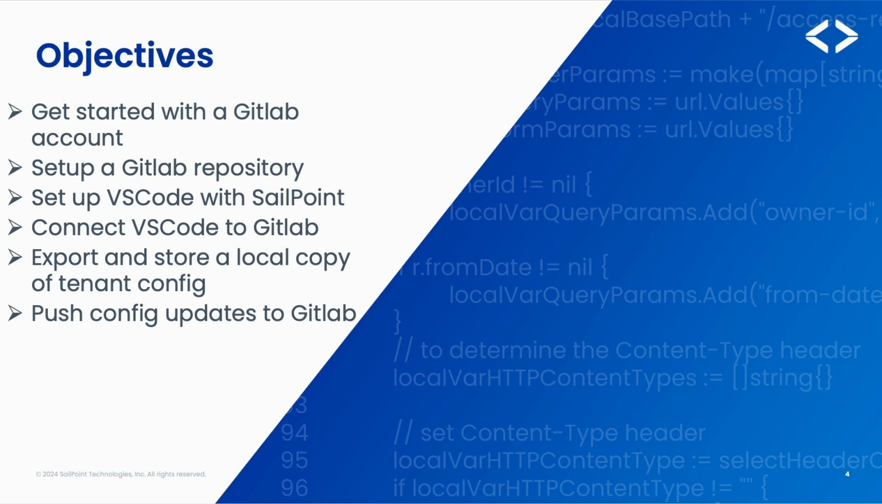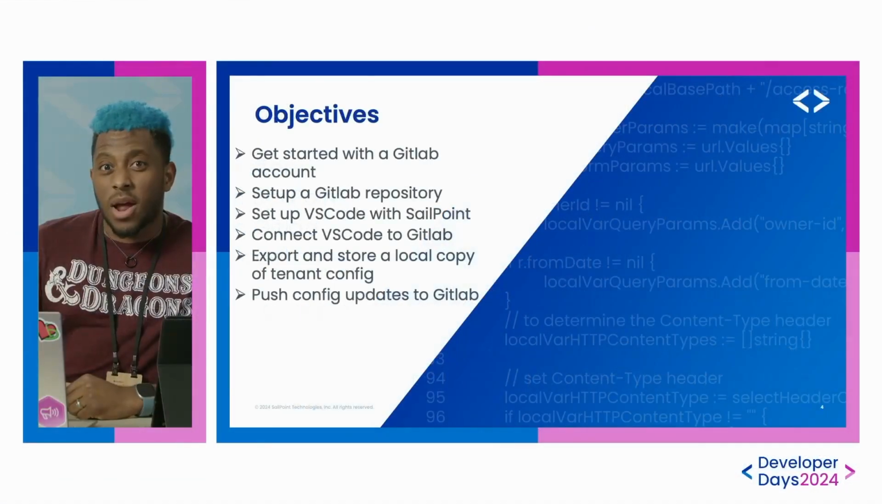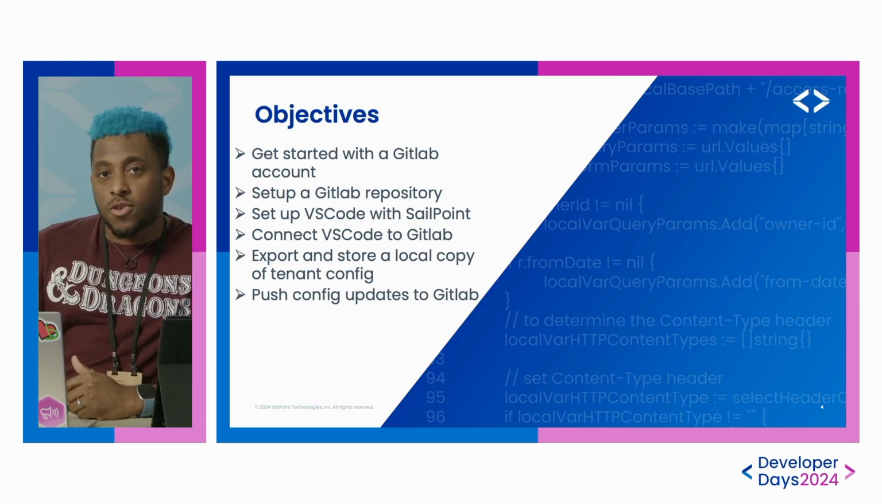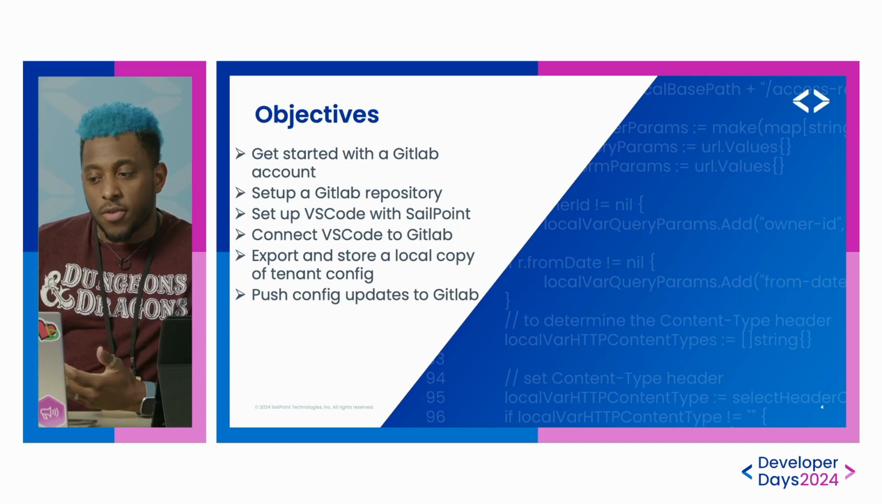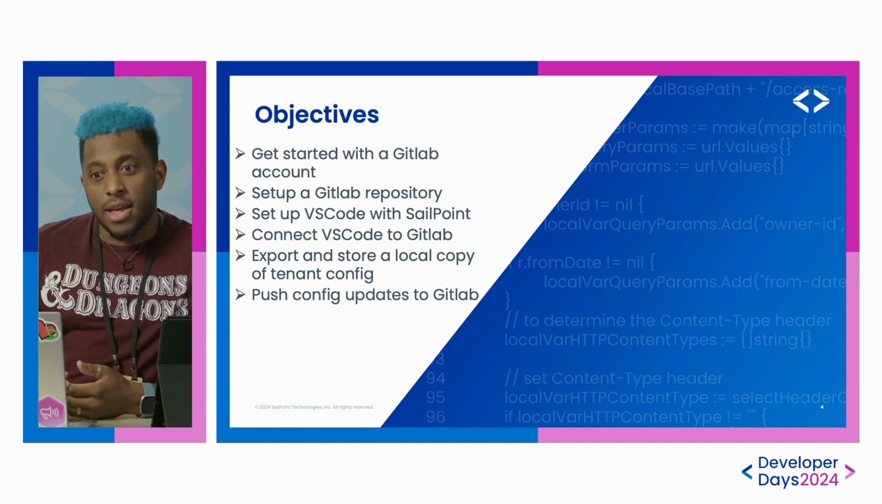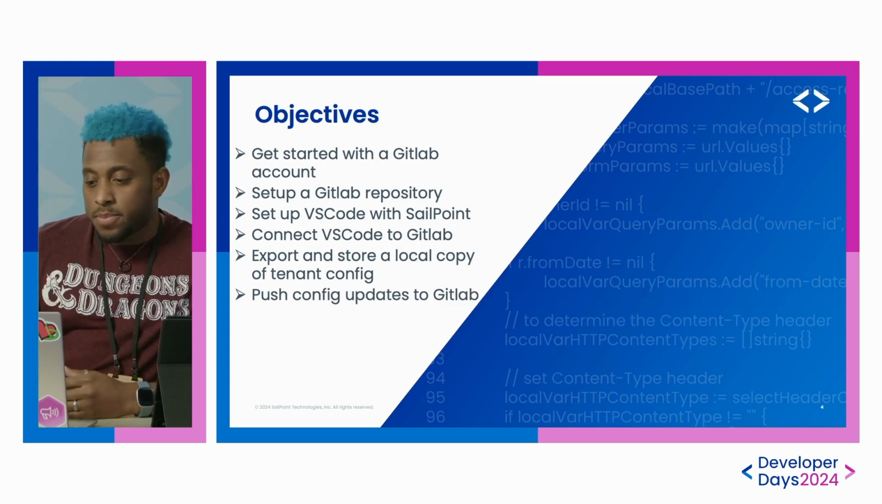Connect to VS Code using GitLab. I was going to show you how to do that with an SSH key, but it's a little more complex than what I want to go through, so we won't do that one today. We'll go through OAuth token and token authentication. You'll also learn how to store a local copy of your code onto your local drive so that you can export that and use that inside of GitLab.